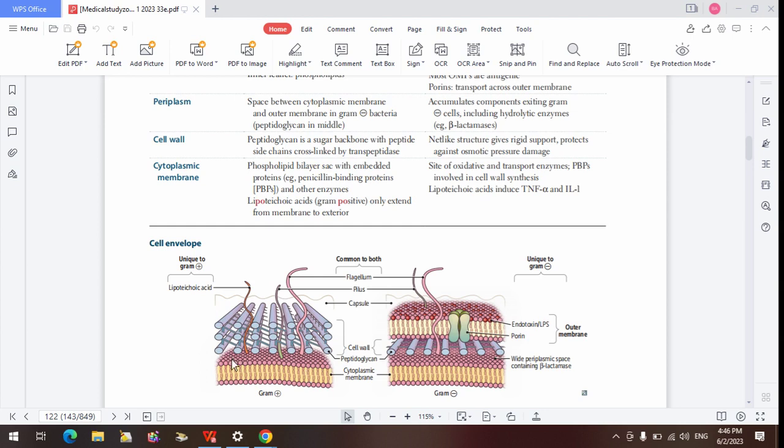Then within the cytoplasmic membrane, we also have some projections that we call lipoteichoic acid. Lipoteichoic acid is only native to gram-positive organisms. You only find it in gram-positive organisms, and it is there to induce a shock-like presentation. So the TNF expression as well as interleukin 1 from infection with gram-positive organisms is actually a response to the lipoteichoic acid that we can see here.